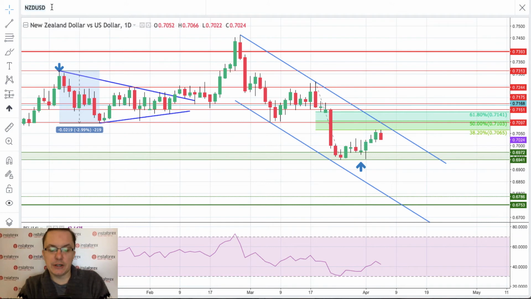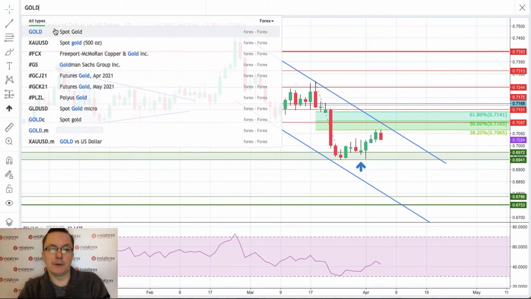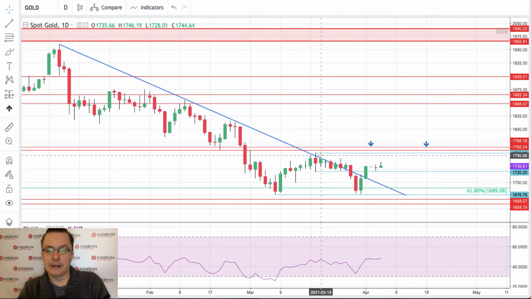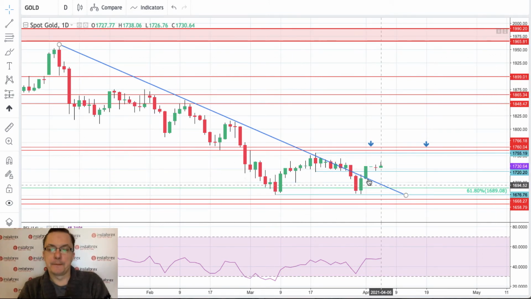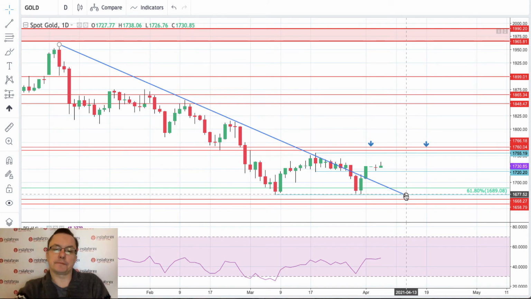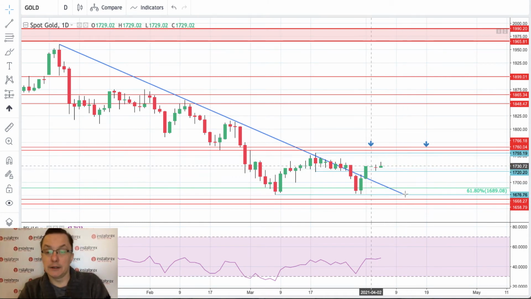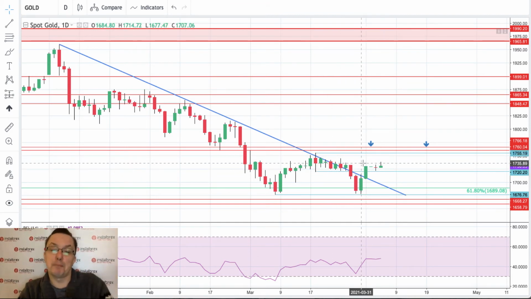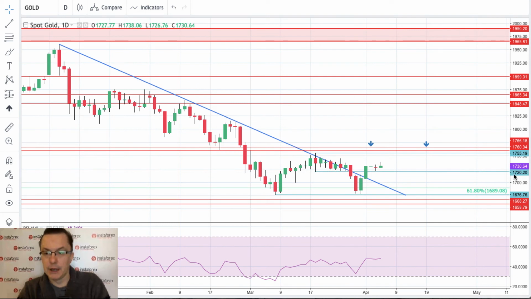So Chinese data might have some influence on the spot gold market. So let's take a look on this market. As you can see, we've made a double bottom around a level of 61% of the Fibonacci retracement of the last wave up, 1,689. We have a bounce back up above this short-term trend line. Not much happening here. We are still trading sideways. I mean, we are back trading inside of this narrow zone between $1,720, $1,755.